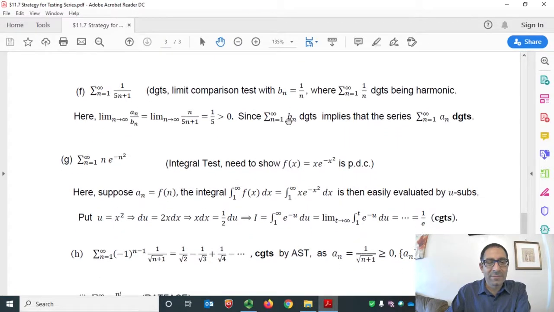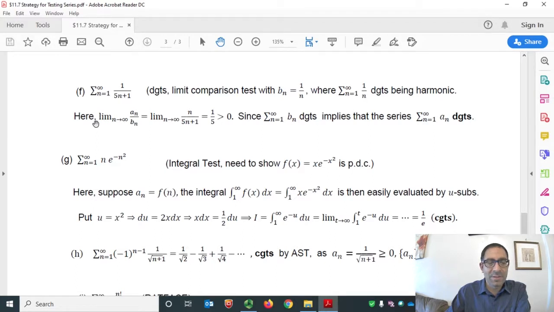So part F. The given series, n equals 1 to infinity, of 1 over (5n plus 1). So let's apply the limit comparison test with an equal to 1 over (5n plus 1), and pick bn equals 1 over n, and we know the series of bn diverges, being a harmonic series.